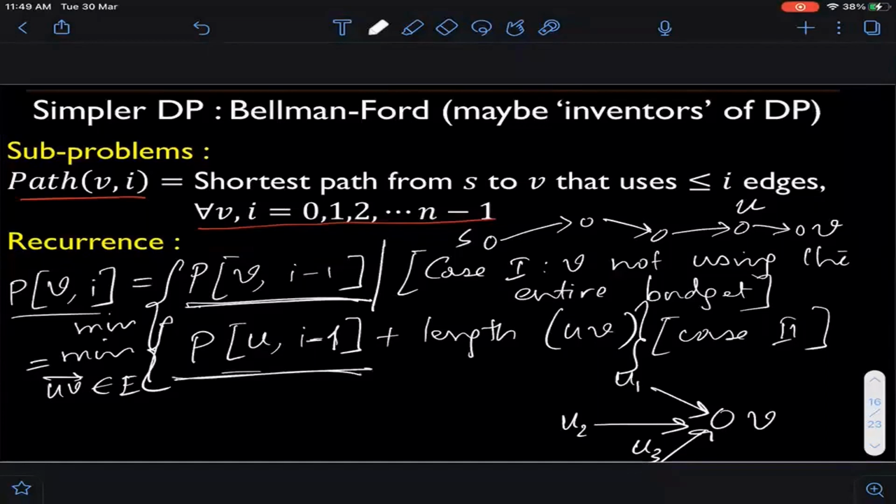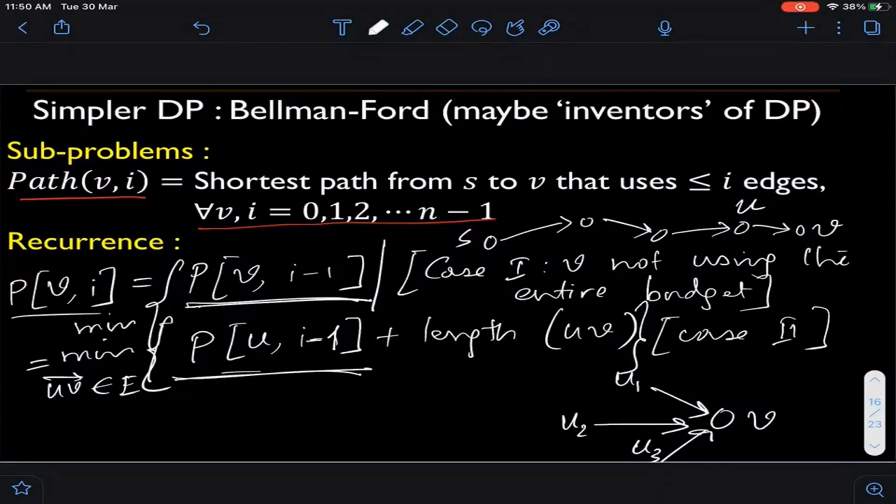But suppose the path to your neighbors actually uses I minus 1. Then your case 2 will actually capture the shortest path that uses exactly I edges. But then you will miss out on a possibility where you are not using one edge, right? At least one. I mean, no. It's very crucial, right? Why do you say it's not needed?